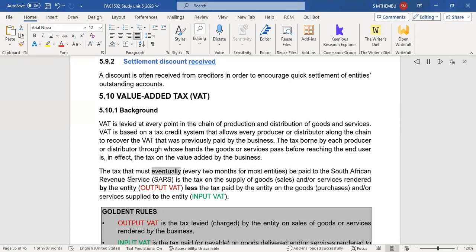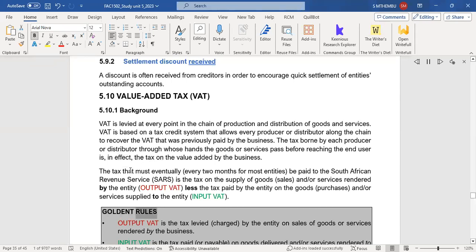The tax that must eventually, every 2 months for most entities, be paid to the South African Revenue Service, SARS, is the tax on the supply of goods, sales, and/or services rendered by the entity, output VAT, less the tax paid by the entity on the goods, purchases, and/or services supplied to the entity, input VAT.